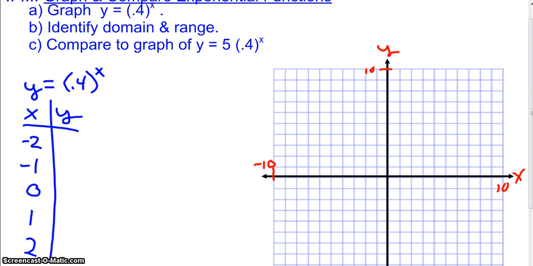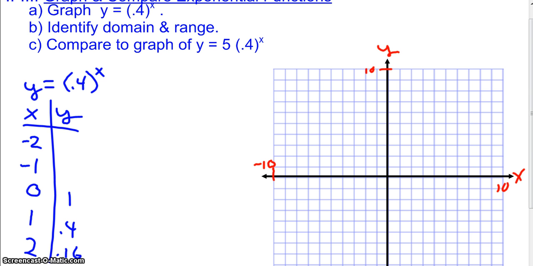Okay, so the easiest place to start is plugging in 0. When we plug in 0, y is? Good. When we plug in 1, y is? 0.4. When we plug in 2, y is 0.4 times 0.4, which is? Good job, 0.16. And then fill in the other two.